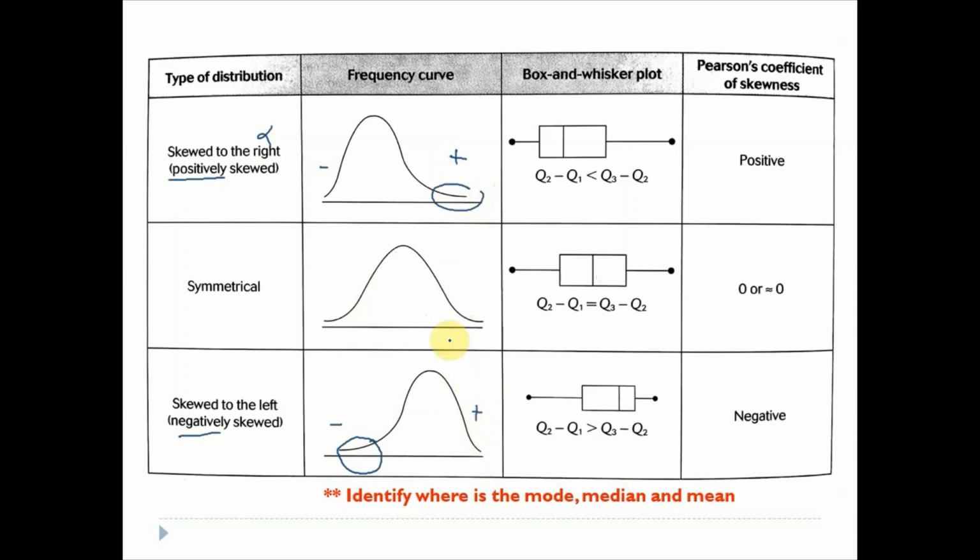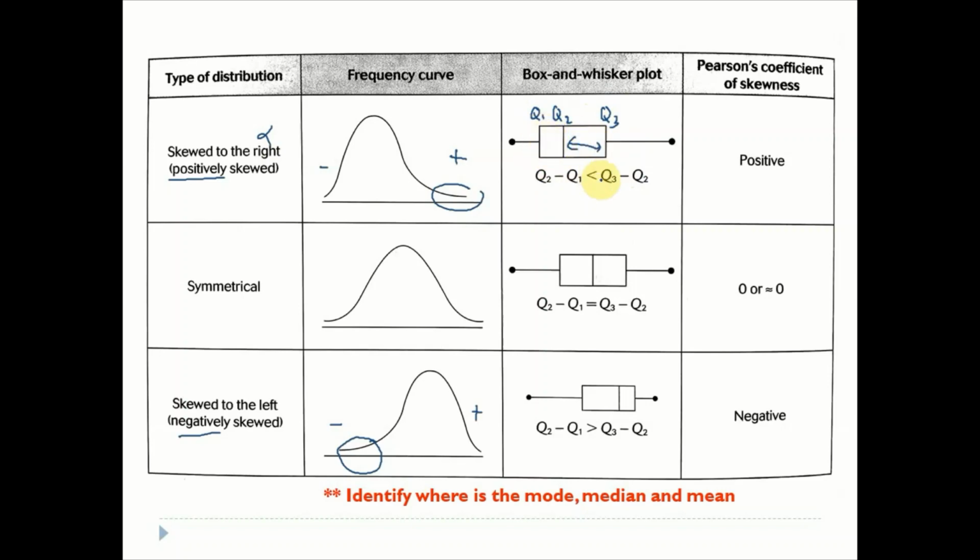Okay, so besides looking at the shape of the graph, you can also determine the types of distribution from the box and whisker plot. So you see when it is positively skewed, we know this is our Q1, this is our Q2, yang ni adalah our Q3. When it is positively skewed, the distance ataupun the size of Q1 to Q3 is bigger. Ni lagi besar daripada this part.